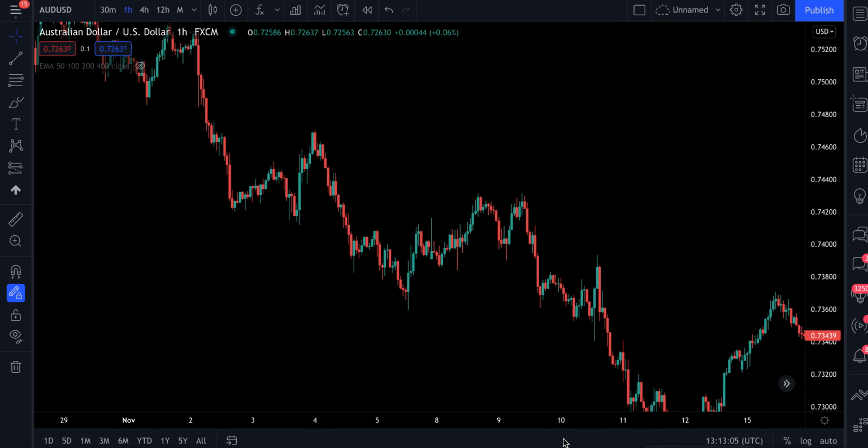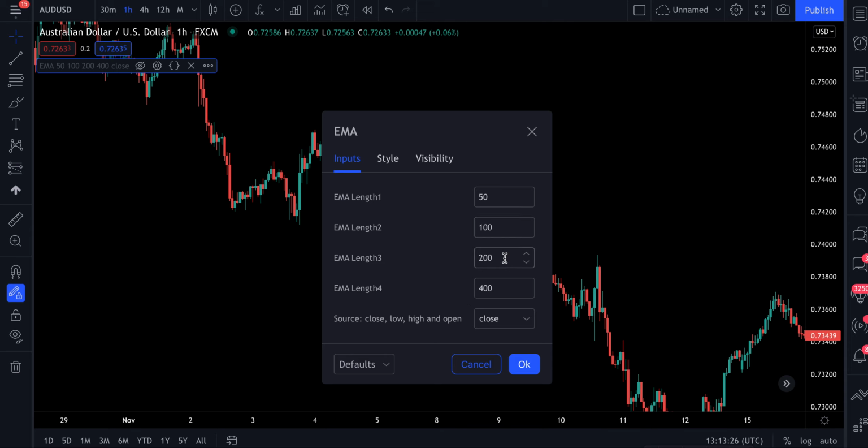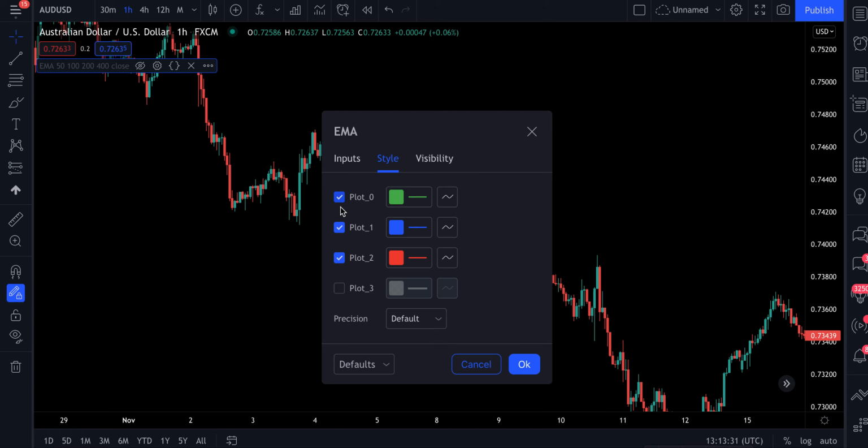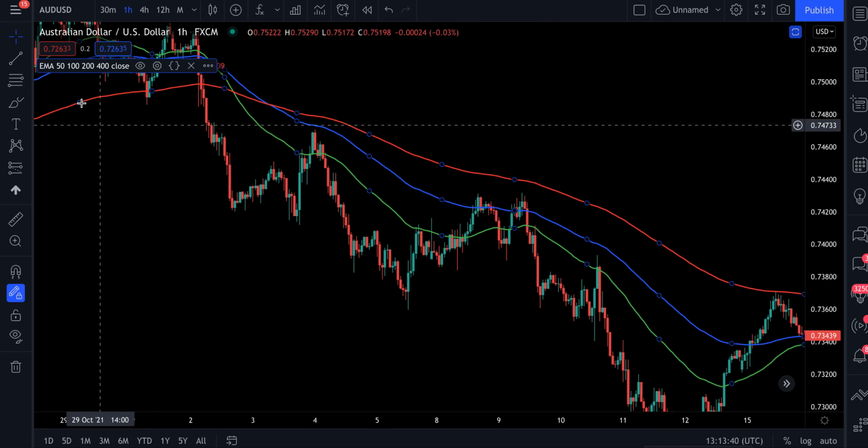So starting things off here, what I want you guys to do is head over to indicators and apply the 4 EMAs, okay? So you want to apply this indicator to your chart, and then you want to double click it and input 50, 100 and 200 into here, and you don't really need the 400, and just activate the first three for your EMAs, okay? Click OK, and then your indicator will be applied to your chart, okay?